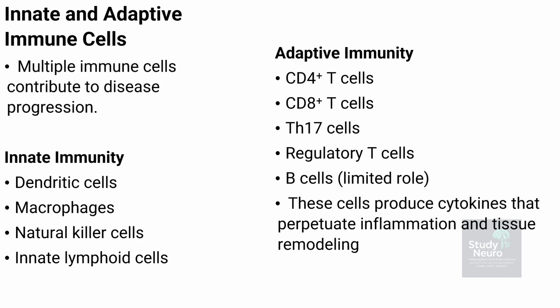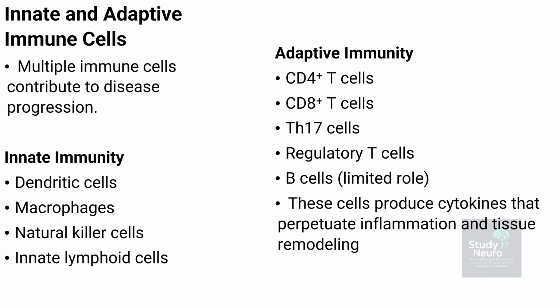Ankylosing spondylitis develops through the combined actions of the innate and adaptive immune systems, which normally protect the body from infection and help regulate immune responses. Many immune cells take part. Dendritic cells, macrophages, natural killer cells, and innate lymphoid cells help start the inflammatory response, while different T cell populations continue and shape that response over time.